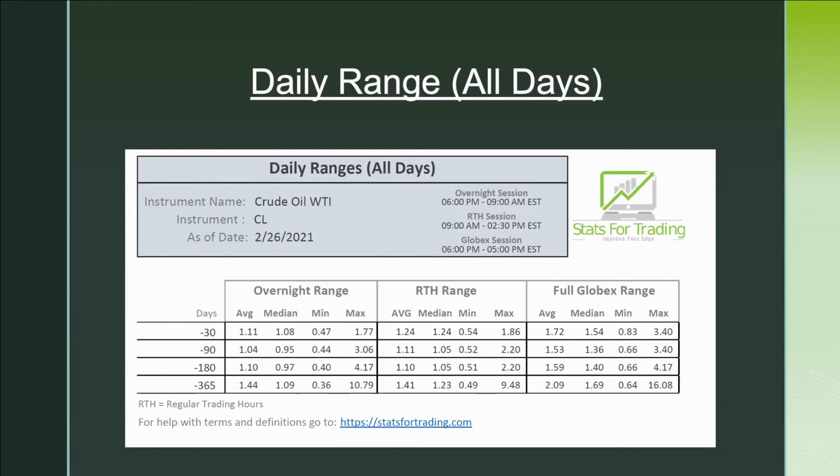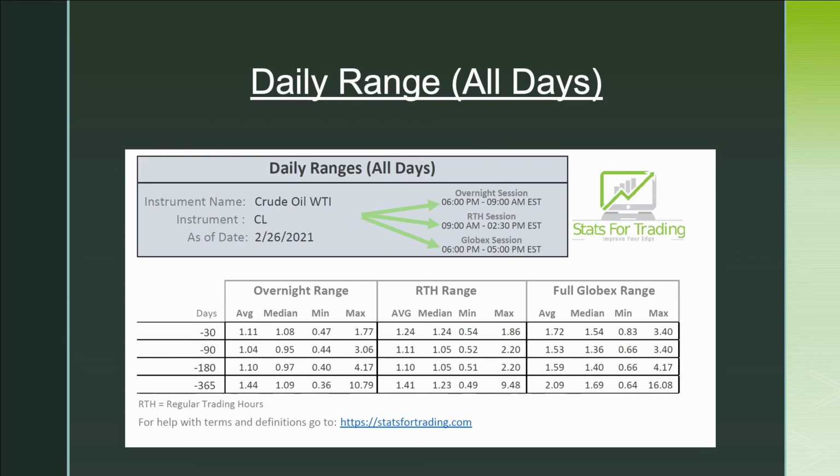Now, let's draw attention to the top here. We break our daily range reports into three different categories: the overnight range, the RTH range, which is the regular trading hours, and then the full Globex range. And we define what those ranges are, what our statistics are based on, above. So in this case, crude oil runs from the overnight session, which opens at 6 p.m. and runs to 9 a.m. The regular trading session, or what some call the cash market, or the pit session, is 9 a.m. to 2:30 p.m. And then the full range is 6 p.m. to 5 p.m., 23 hours.